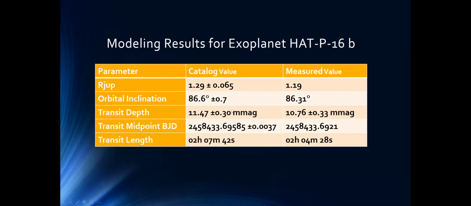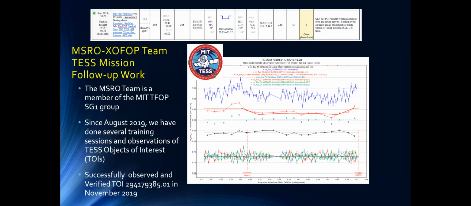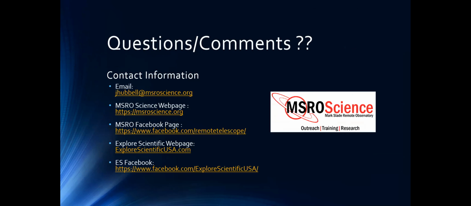Here's the modeling results we had, and they match pretty well with the catalog value. We're working with the follow-up working group, the Seeing Limited group, to provide our observations. So that's it.